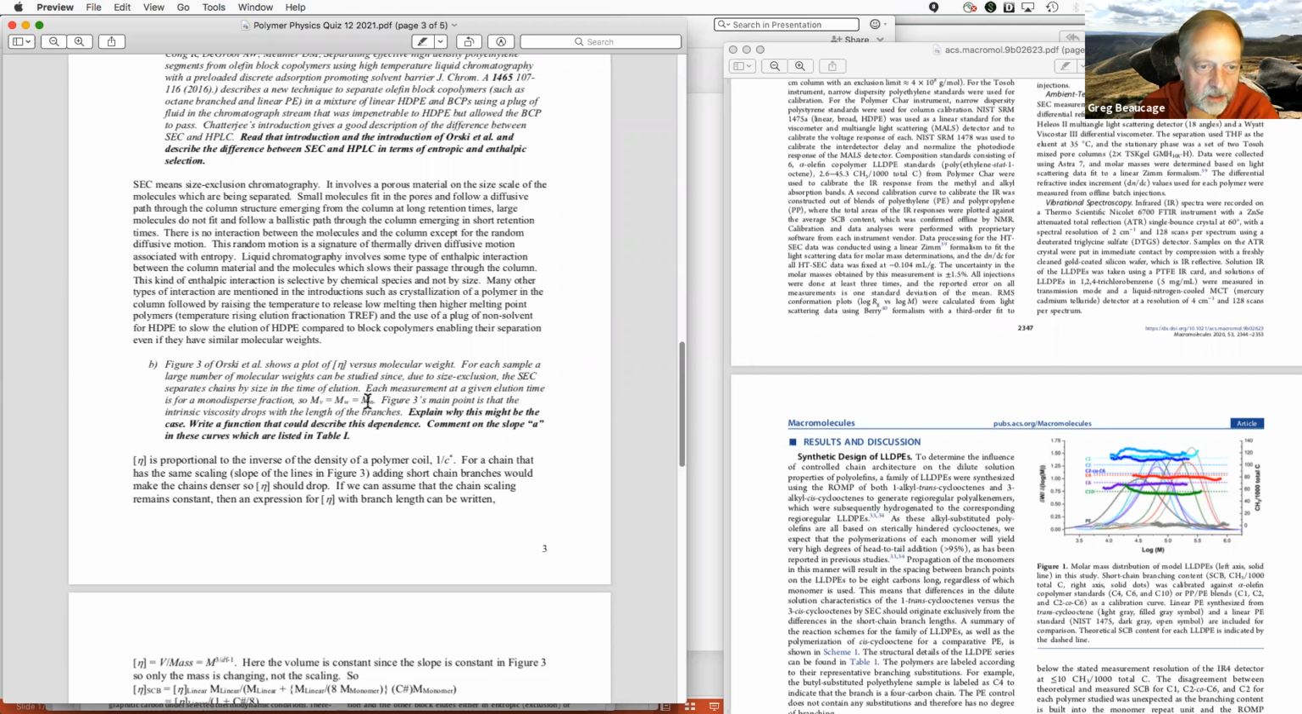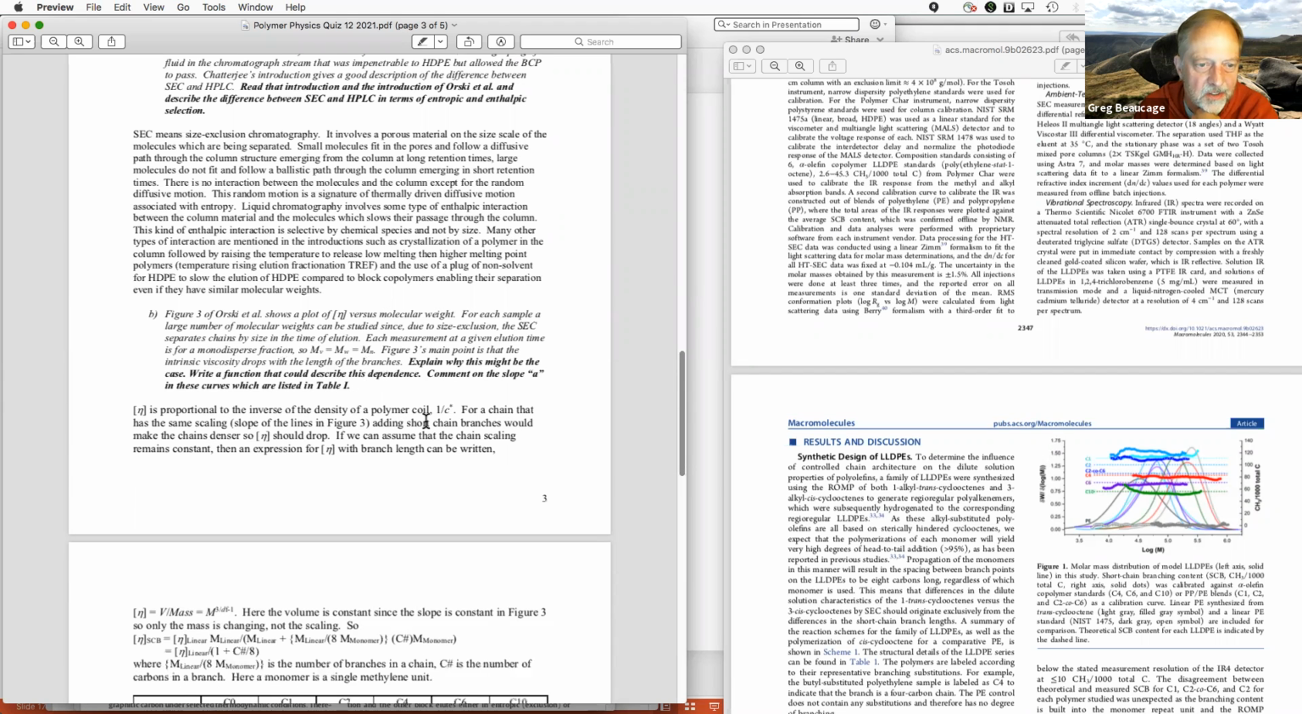So figure 3's main point is that the intrinsic viscosity drops with the length of the branches, right?